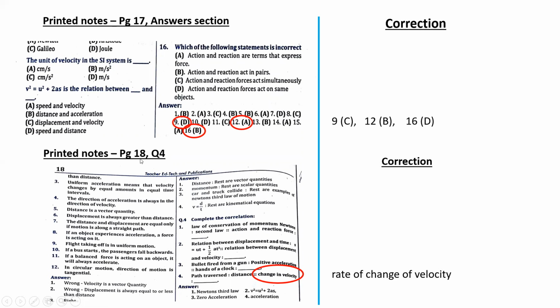We move on to page 18 next. Question 4. Here the option given is change in velocity. It is mentioned as change in velocity. You have to change it. The correction is rate of change of velocity.